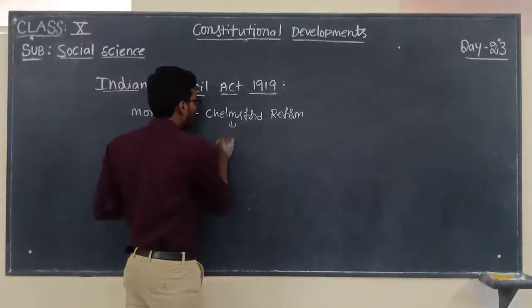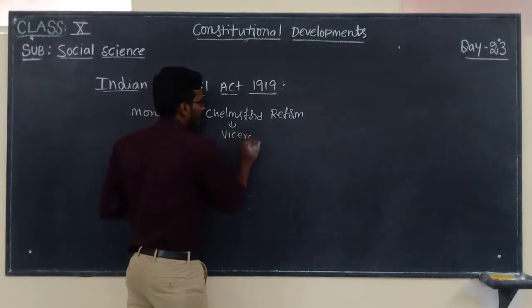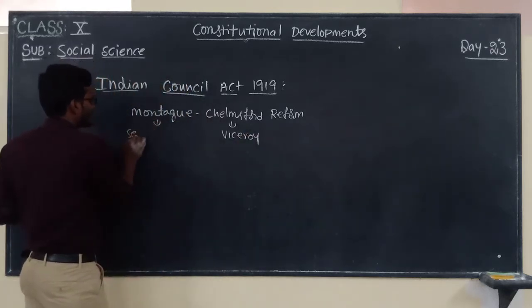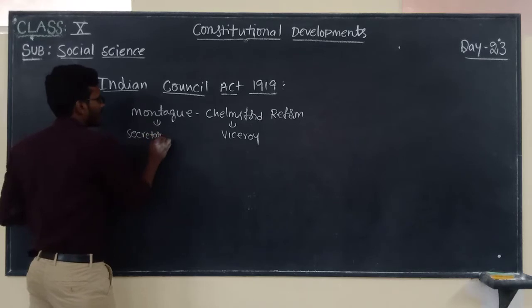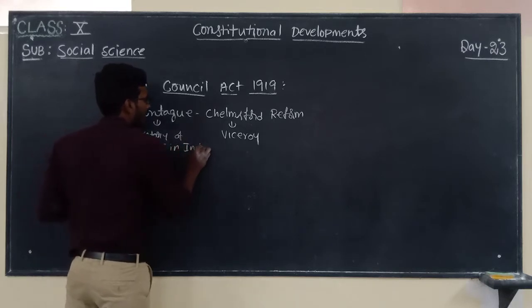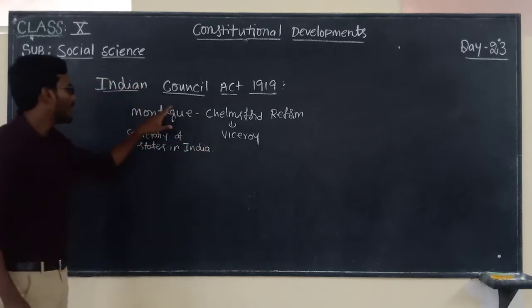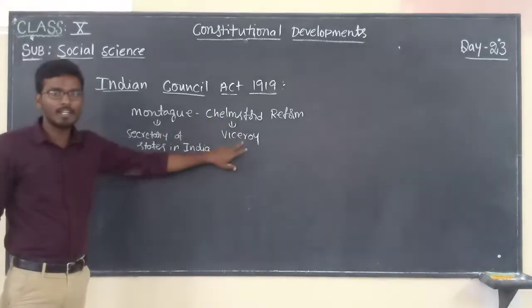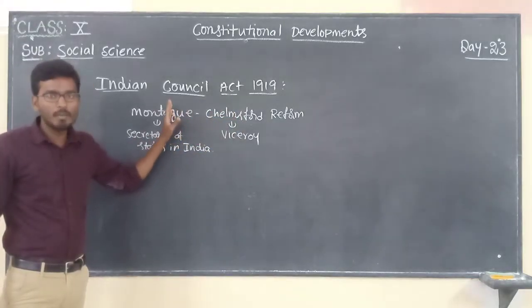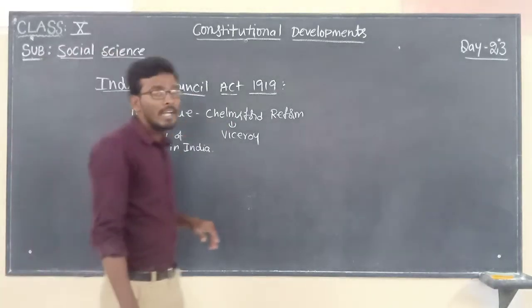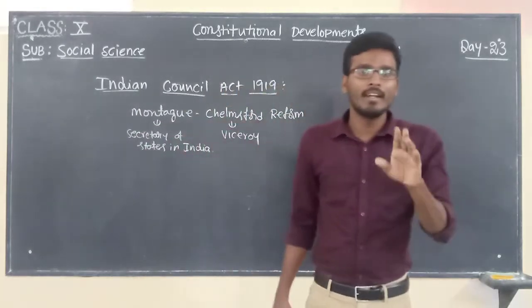Here, Chelmsford is the Viceroy and Montague is the Secretary of State for India. They both together brought this reform. That is the reason why it is known as the Montague-Chelmsford reforms, the Indian Council Act 1919.